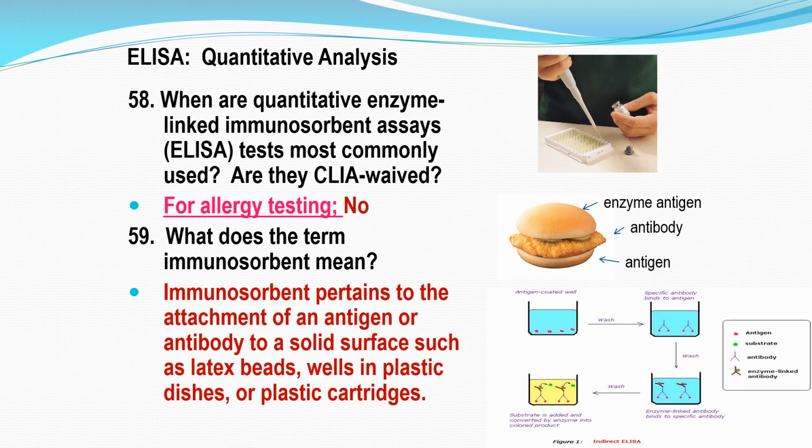So what does the term immunosorbent mean? It pertains to the attachment of an antigen or an antibody to a solid surface such as latex beads or wells in plastic dishes or plastic cartridges. Okay, so we're talking about antigens or antibodies that we take and put on latex beads, or we put them on the inside of a little plastic well or a dish, or we take this little plastic cartridge and put them on that cartridge, okay?